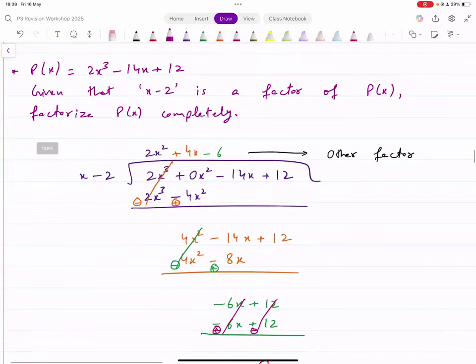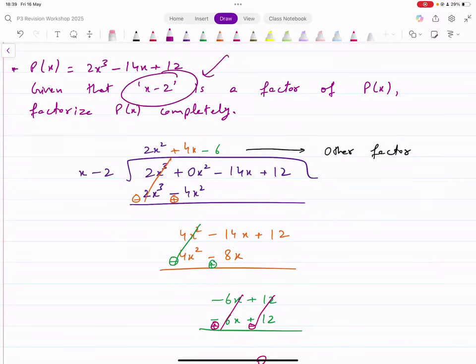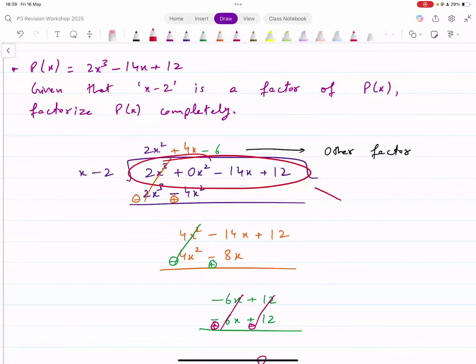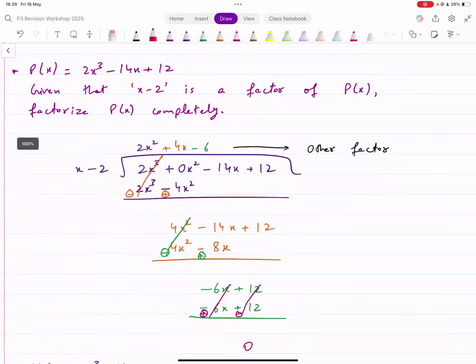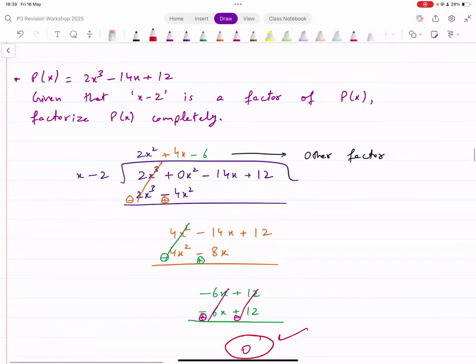So in this case, they gave us that x minus 2 is one factor of this polynomial. If x minus 2 is a factor, can we find the other factor of this polynomial? How do you find the other factor? You would divide this polynomial 2x cubed minus 14x plus 12 by x minus 2. Do that whole long division process. At the end, the remainder would be 0 because it's a factor. And you'll have some quotient here, that quotient is going to be the other factor.